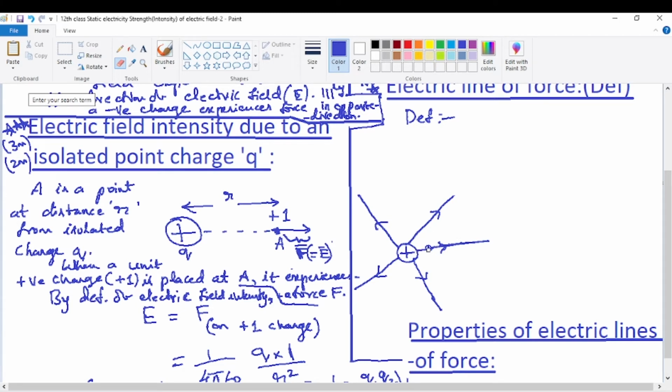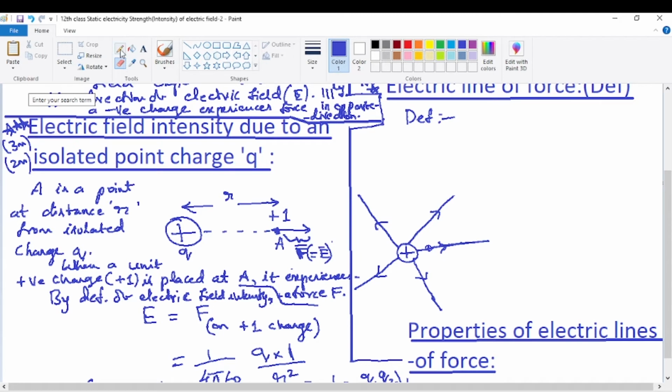It can be seen that the directions of the lines of force near the positive charge are directed away. So the lines of force are said to be diverging from each other. That means as they go more and more distance, the lines of force get more and more separated. So always the lines of force near a positive charge will be diverging away from the positive charge.